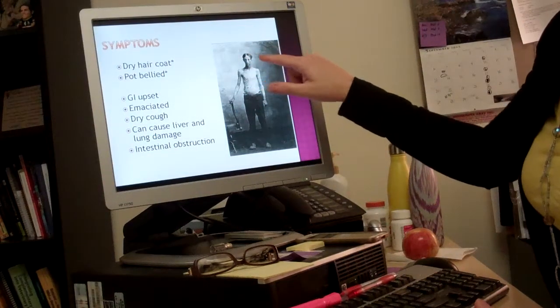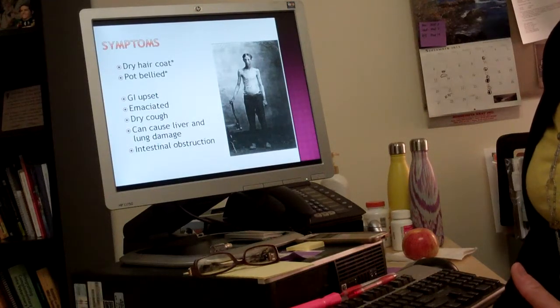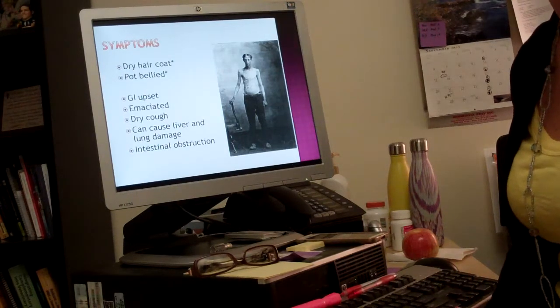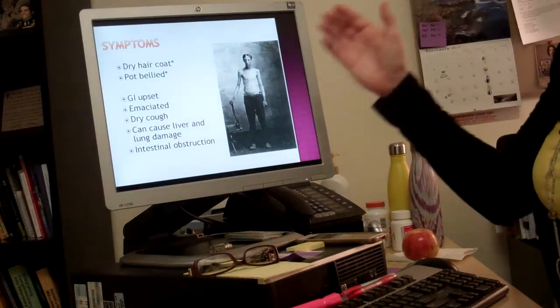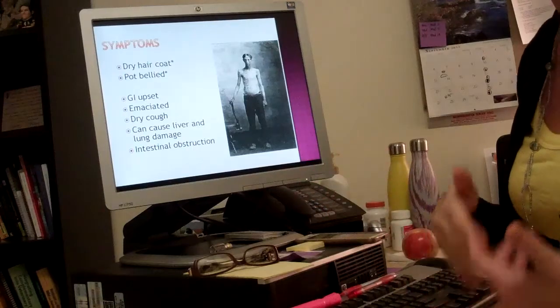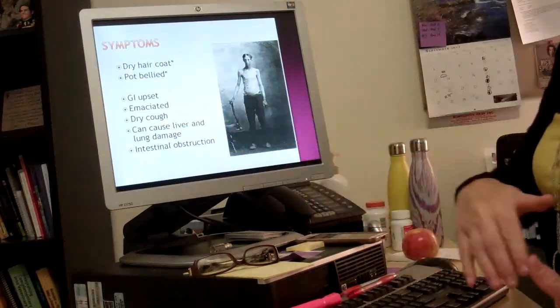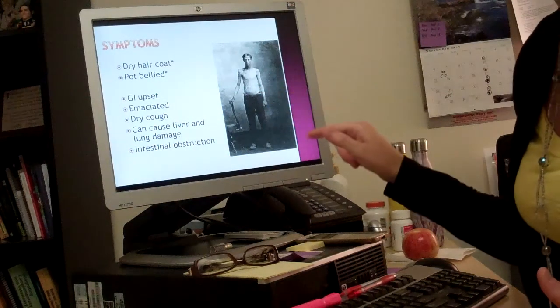You can see that this individual's hair is kind of greasy. It's not very healthy. So that tells you that nutrients are affected. This person might have a problem with nutrition, which could be parasitic. Pot belly. This person looks like you have a little pot belly.